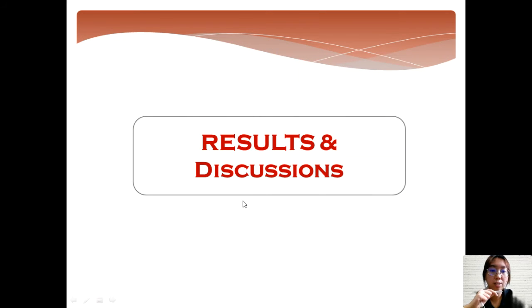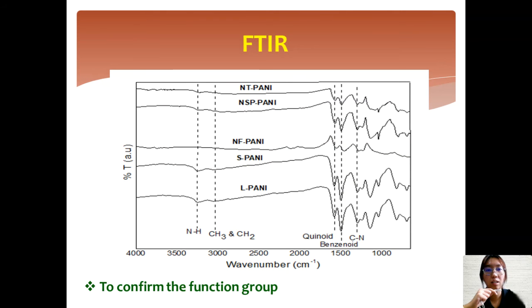Okay, now I will proceed to my results and discussions. For FTIR, all the polyaniline morphologies, including nanotubes, nanosphere, nanofiber, star and leaf micro-nanostructure, show similar peaks. The strong bands observed in the range of 1400 to 1500 wave number are attributed to the stretching of C=C in the benzenoid rings and C=N stretching in the quinoid rings.